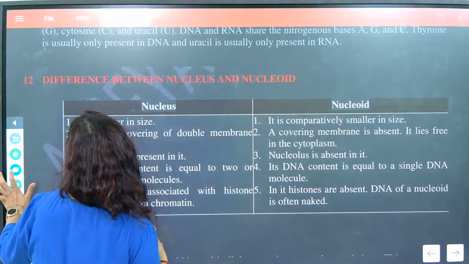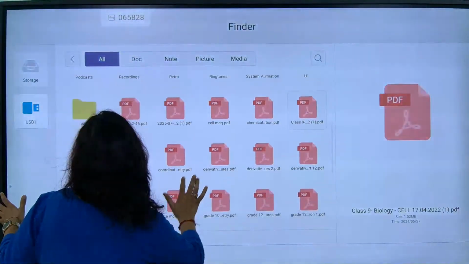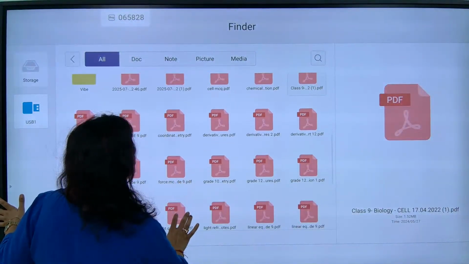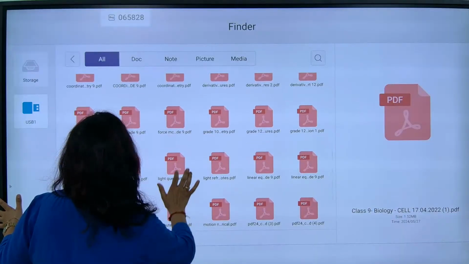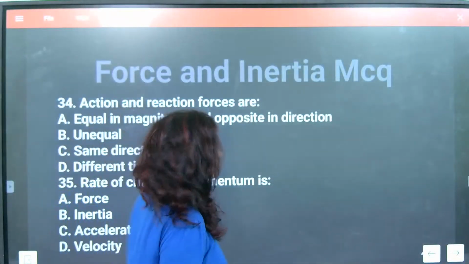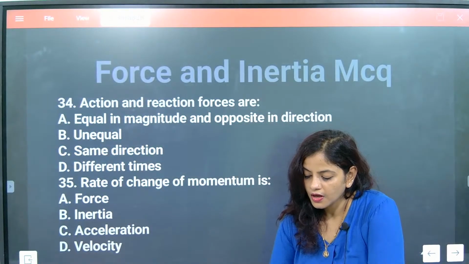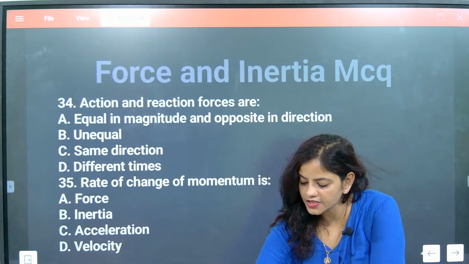This was physics, ma'am. I need to check the file fast. Grade 9, and yes, I got it. So last class we were doing, yes, good evening, beta. Good evening. Shall we start the class, please?